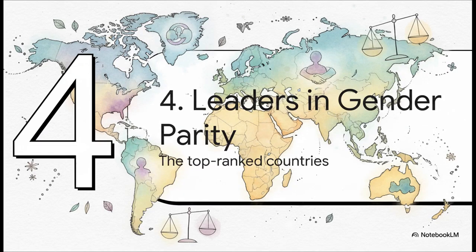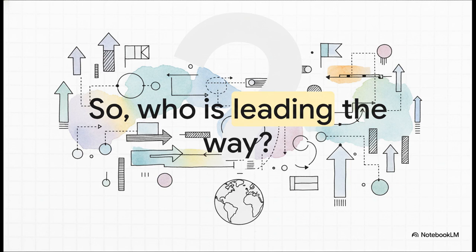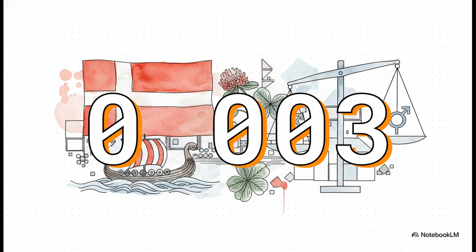Let's shift gears and look at the countries that are actually getting super close to that perfect score of 0. So among all the nations in the world, which ones are setting the standard? Who is actually leading the pack? Look at that number, just 3 1/1000ths of a point away from a perfect score. That is the GII for the world's number one country, Denmark. It's about as close to 0 as you can possibly get.